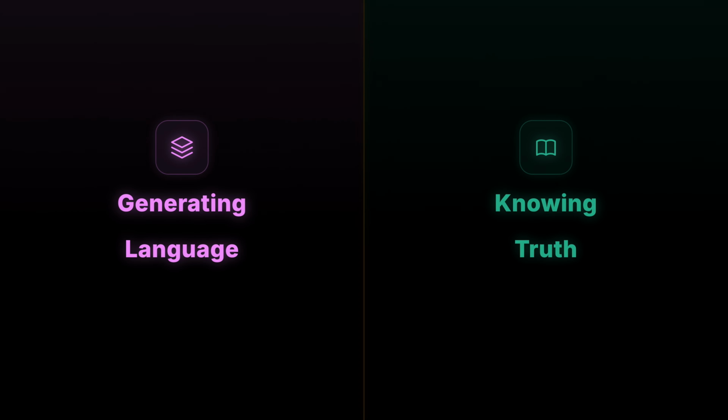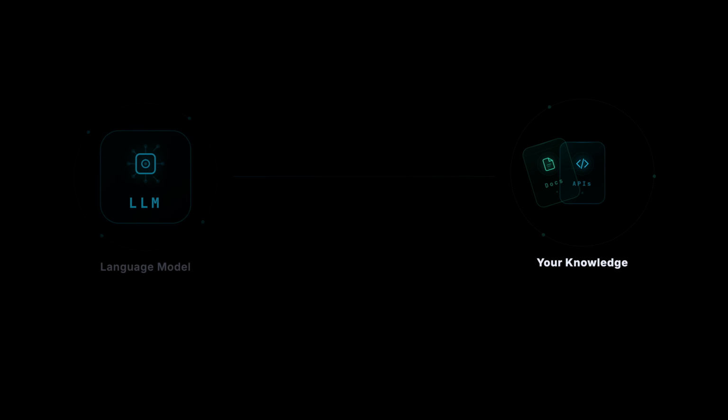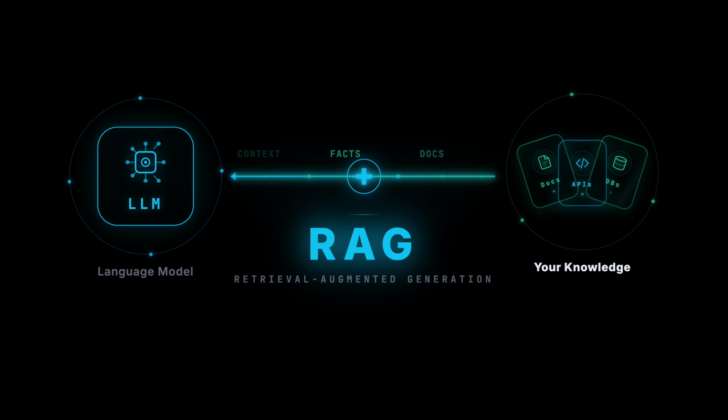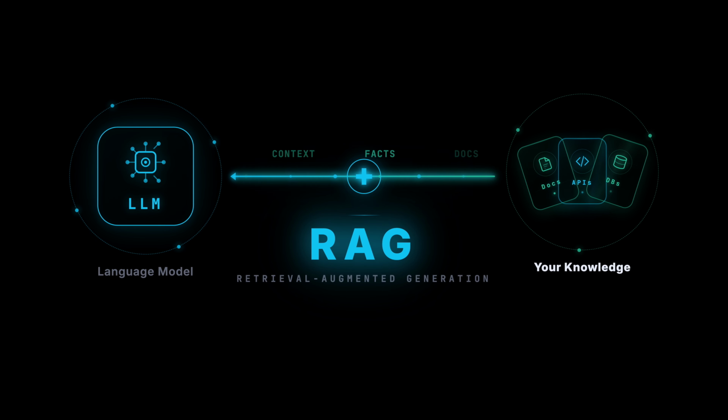The core tension is this. A large language model is excellent at generating language, but generating language is not the same as knowing the truth. So if we want AI that answers from real knowledge, not just pattern matching, we need to connect the model to external information at the moment it generates a response. That is exactly what RAG does.